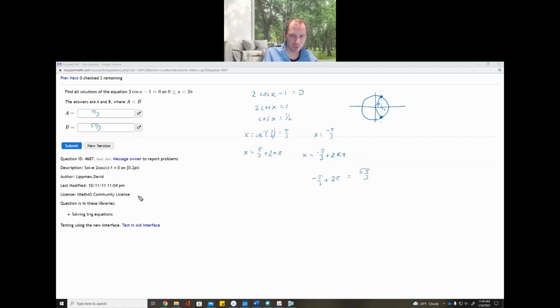Okay, any questions on that one? So when solving a sine equation, I get my first answer. The second answer is pi minus the first one. For cosine, after I get my first answer, I just take 0 minus the first answer, or just take the negative of the first answer.